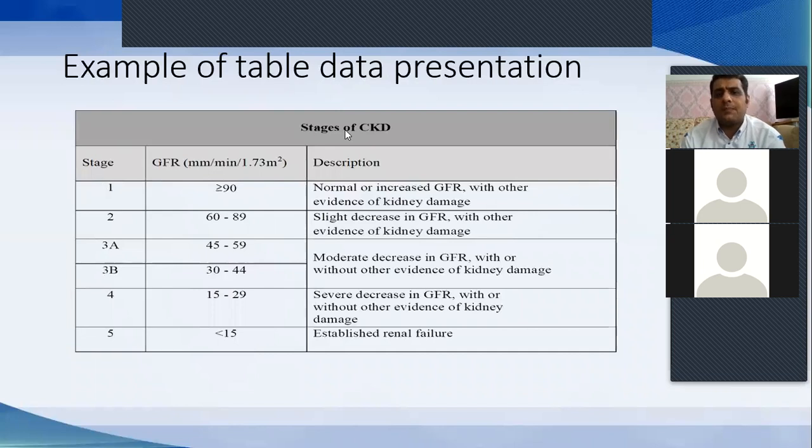So first of all, these are the stages of CKD. If we consider stage 1, the GFR should be more than 90. This is considered GFR stage 1. If stage 2, then the GFR should be from 60 to 89. If stage 3A, then 45 to 59 should be their GFR value. And if 3B, then 30 to 44 should be there. Then if it is stage 4, then 15 to 29. If stage 5, then less than 15 GFR should be there. This is a simple example of data presentation in table form.